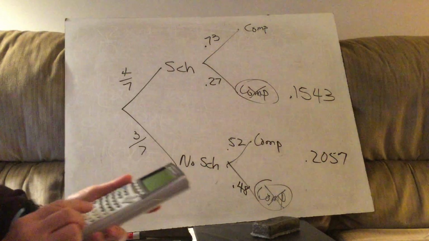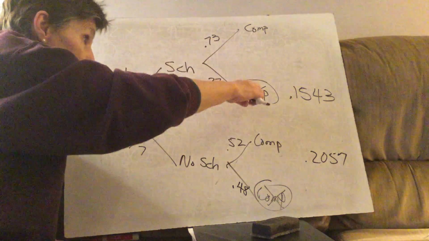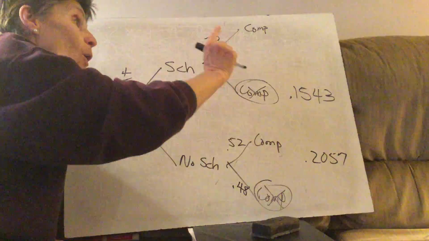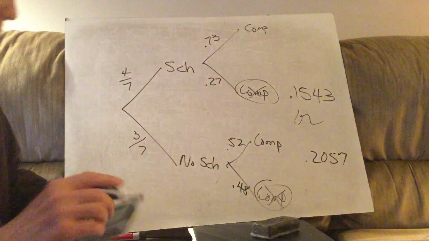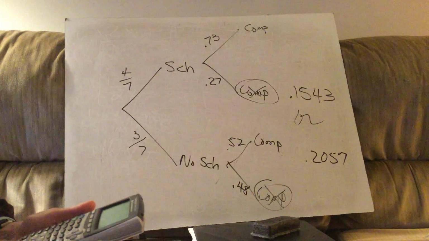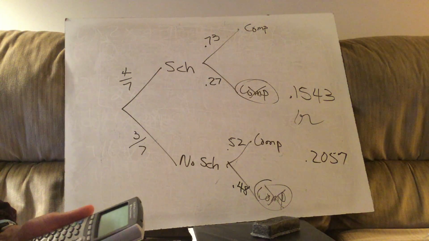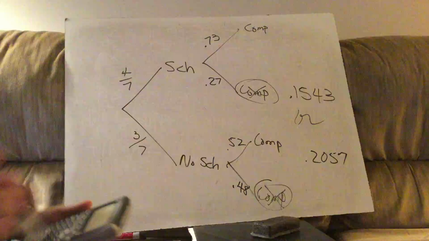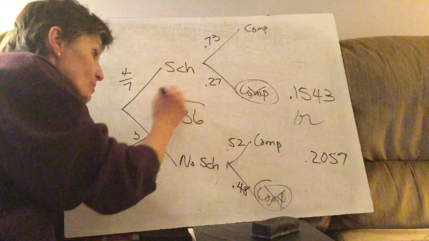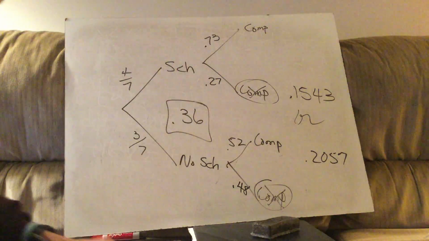And then I will add those 2 numbers together because it's either school and no computer, or no school and no computer. So I'm going to add those 2 together. Oh, and I typed it in wrong. There we go. And I got 0.36. So the answer to the problem is 0.36.